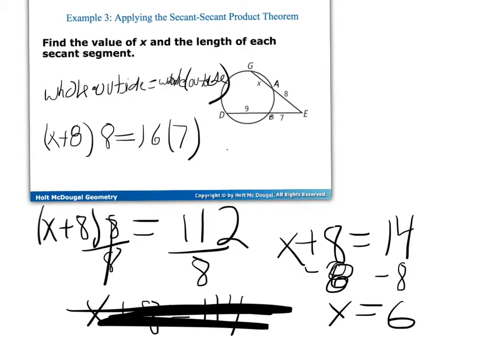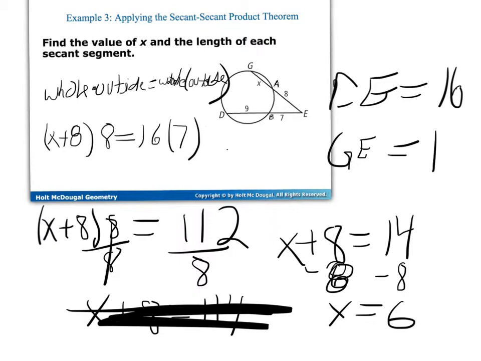All right, since x equals 6, I can now find the entire secant segment. Since DE, all the information is there, I've got DE equals 16. And since I now know that this is 6, I know that G all the way to E is 14.